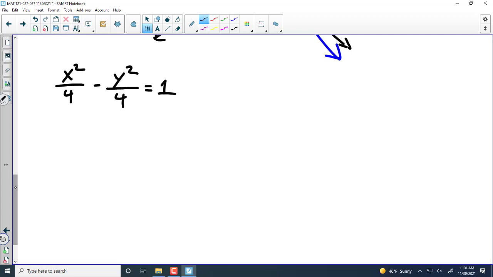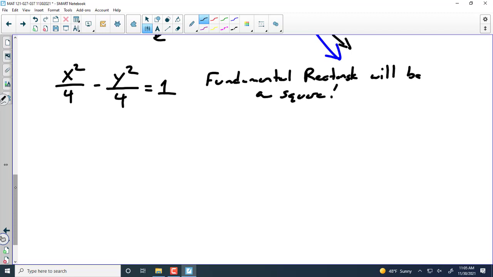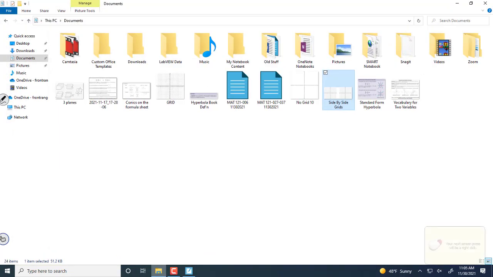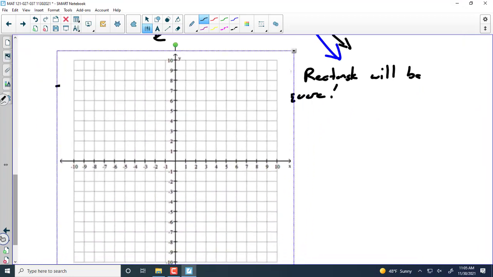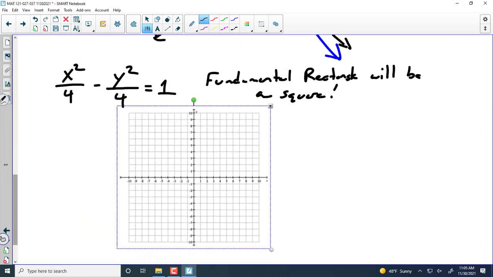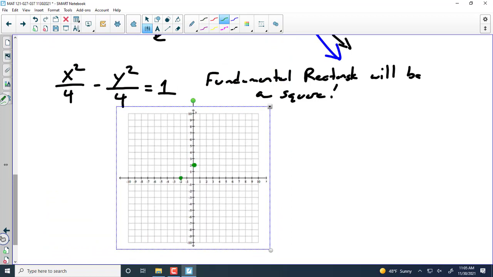Is that a hyperbola? Can the numbers be the same for a hyperbola? Yeah, all this means is your fundamental rectangle will be a square. If you were to draw this one, your fundamental rectangle is just going to end up being a square. That's a little big. We don't need it that big. I'd go up 2, left 2, right 2, down 2.